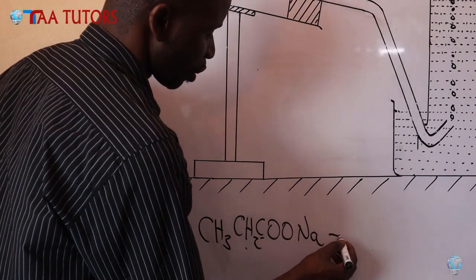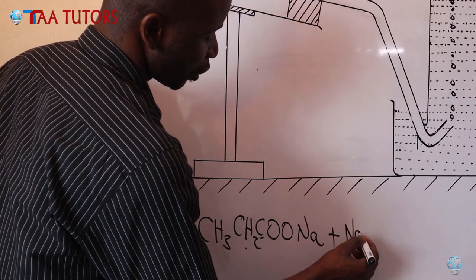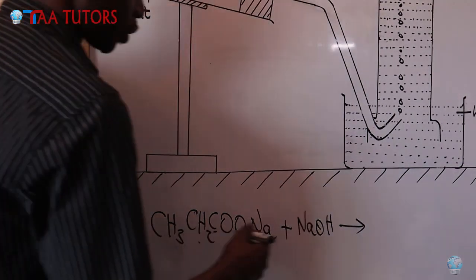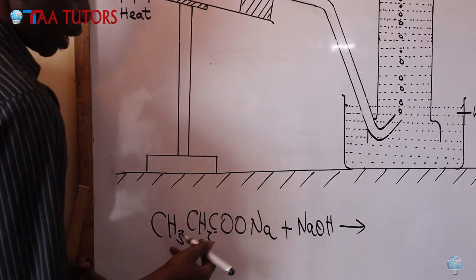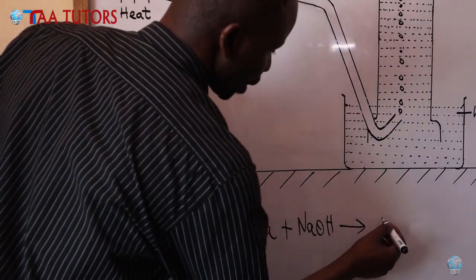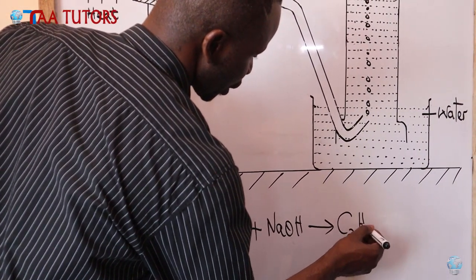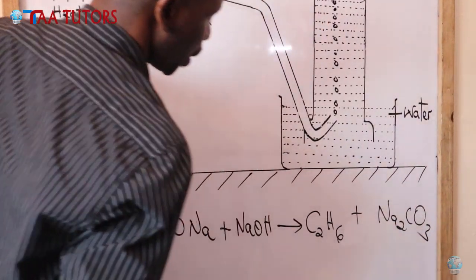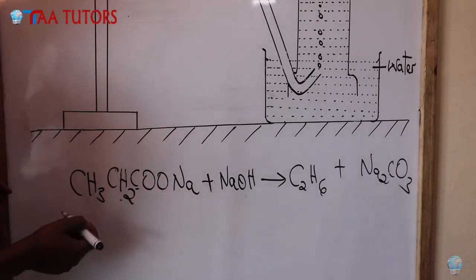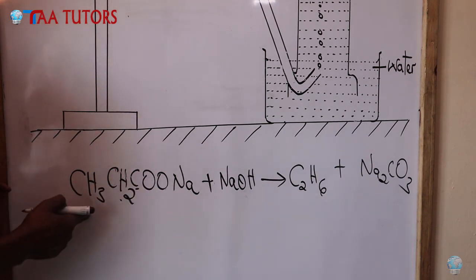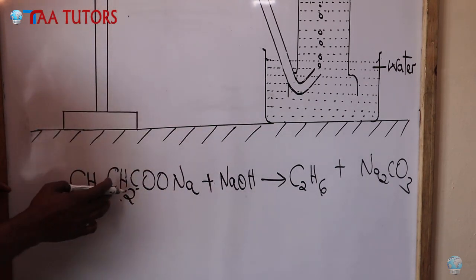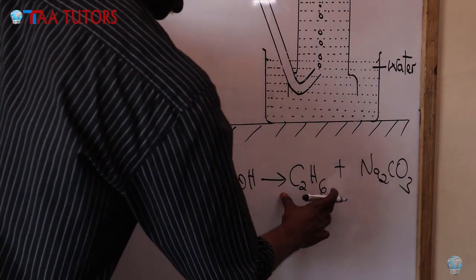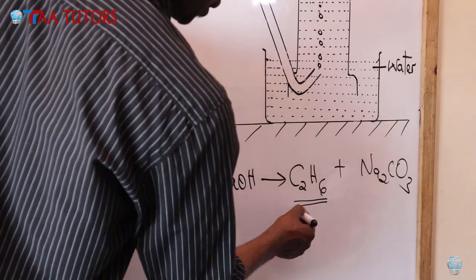If you react this sodium propanoate with sodium hydroxide, what we are going to get is ethane, C2H6, plus sodium carbonate. So if you look at this, the acid that was used here is an acid with 3 carbon atoms, 1, 2, 3. That's why we call it sodium propanoate. But the alkane we are forming here is ethane with only 2 carbon atoms.